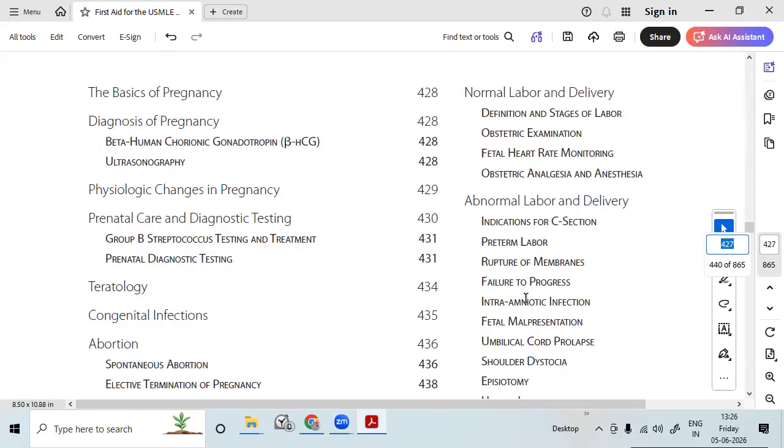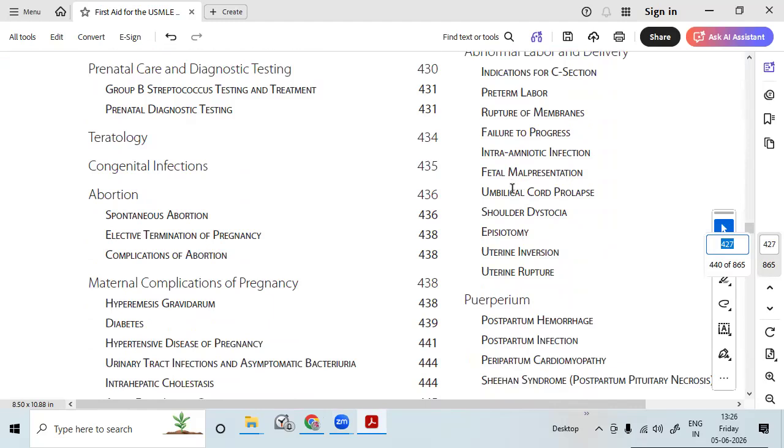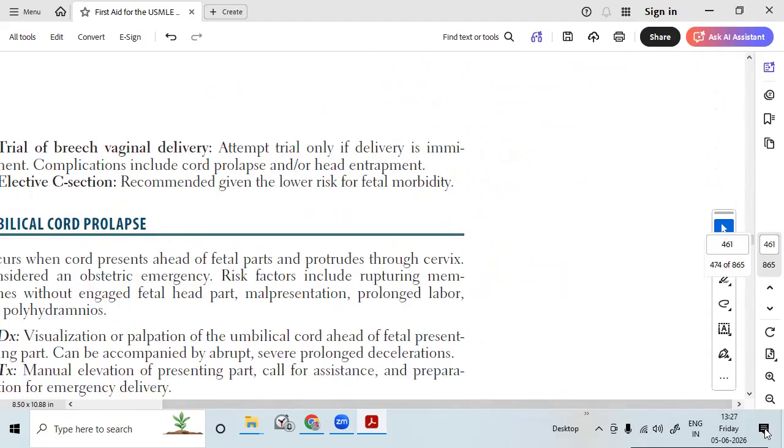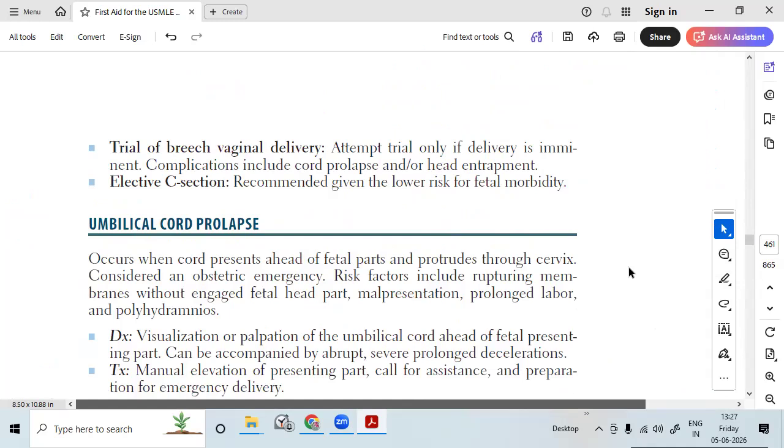We will be doing umbilical cord prolapse, which is on page number 461. To start, come on this page, if you are using a hard copy.